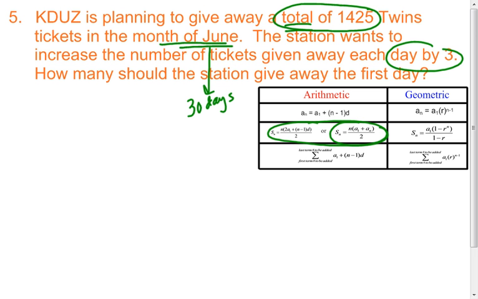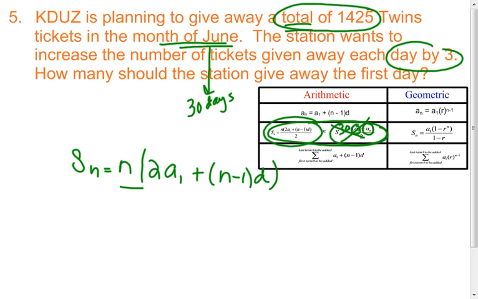But if I choose to use the sum formula on the right, then I need to know what the first term is. I know that n is 30. I would need to know the first term, which is what I'm needing to find. I don't know that. But I would also need to know how many tickets are being given away on the 30th day, and I don't know that. So this formula is not going to help me much. I'm actually going to use this one right here, and I'm going to rewrite it a little bit bigger so that we can focus on that.